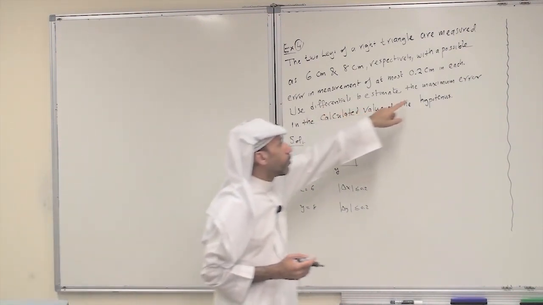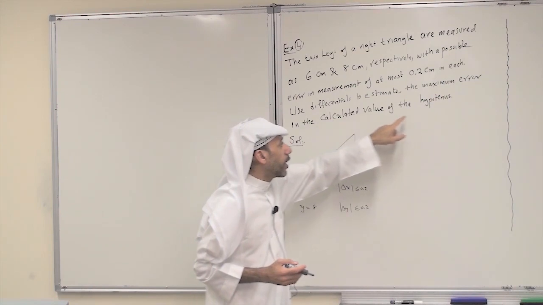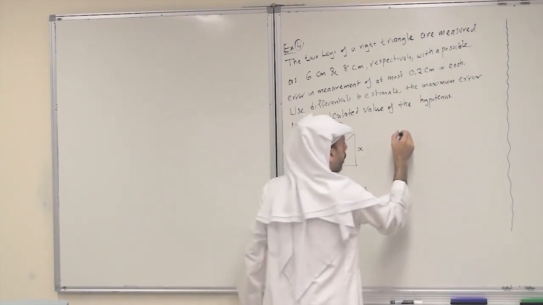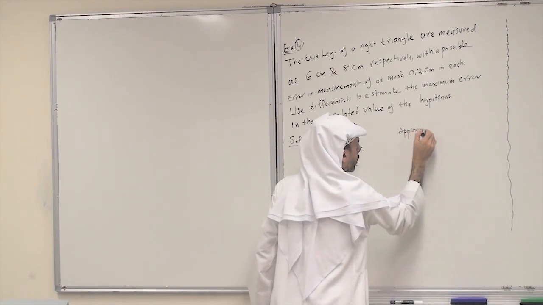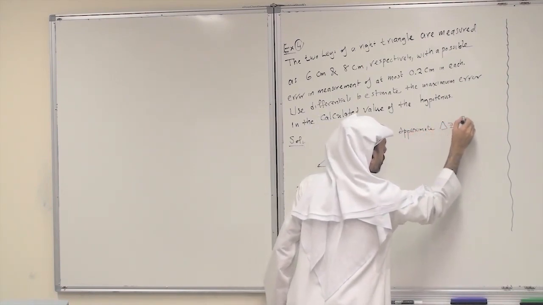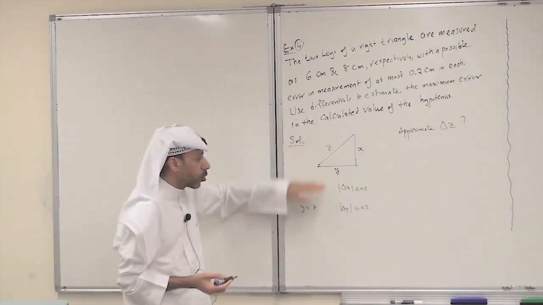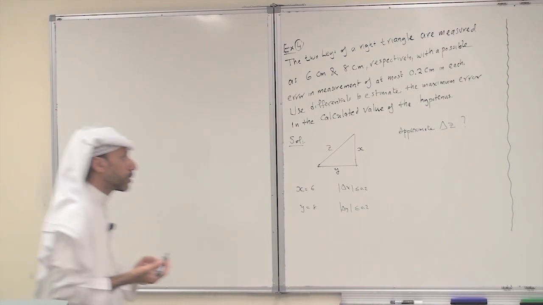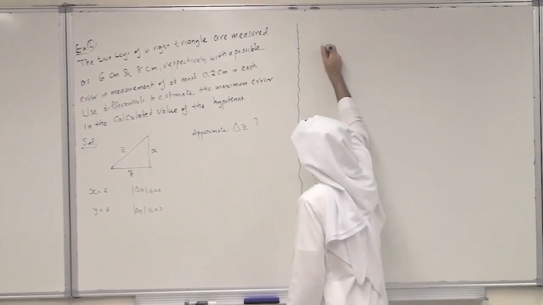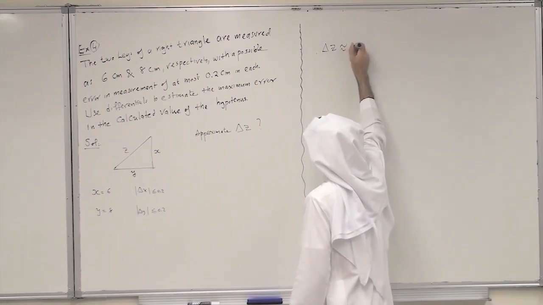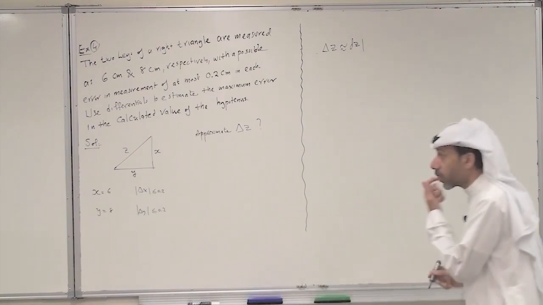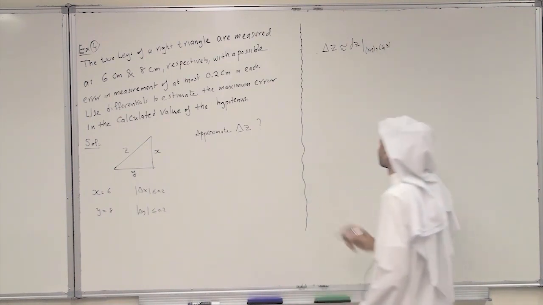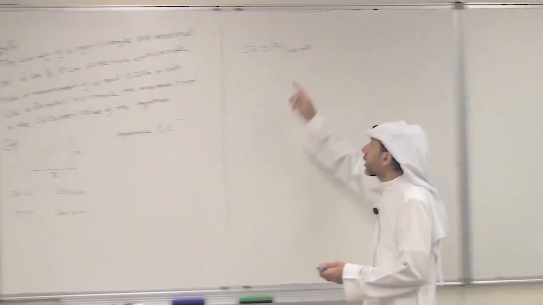Use differentials to estimate the maximum error in the calculated value of the hypotenuse. So this is the hypotenuse here, z. We need to approximate delta z. So these are the given information, and this is the equation. To approximate delta z, we use differentials as usual. So delta z is approximately equal to dz at the given point, which is x, y equals 6, 8. Well, we need to find dz and evaluate.